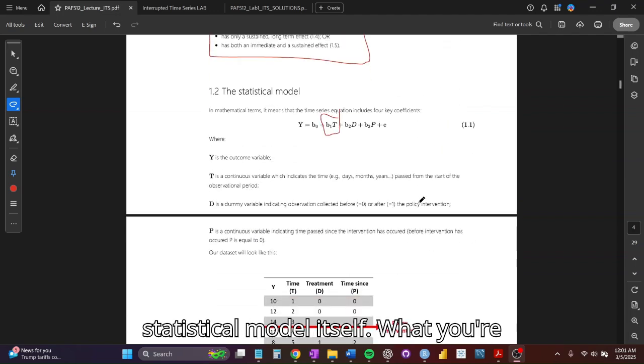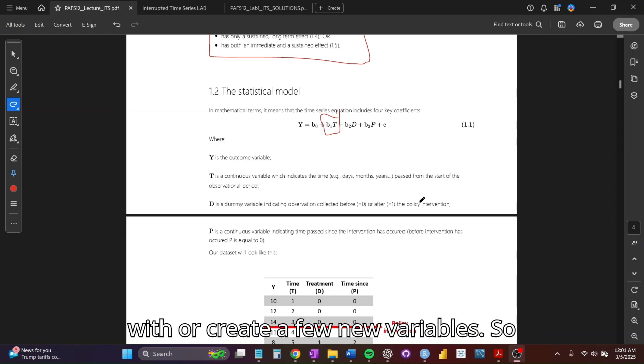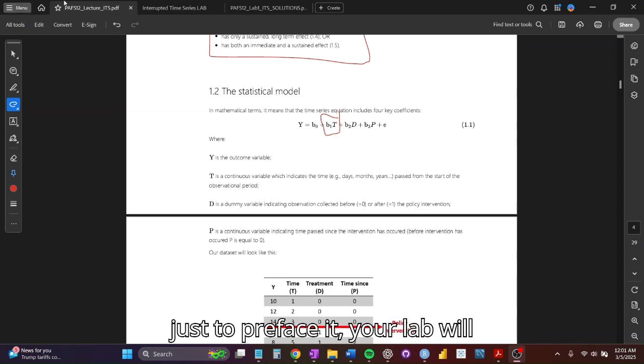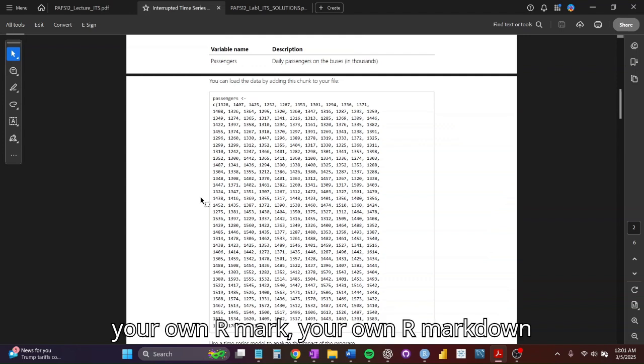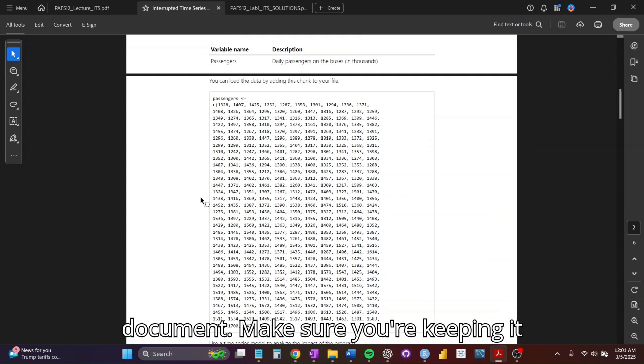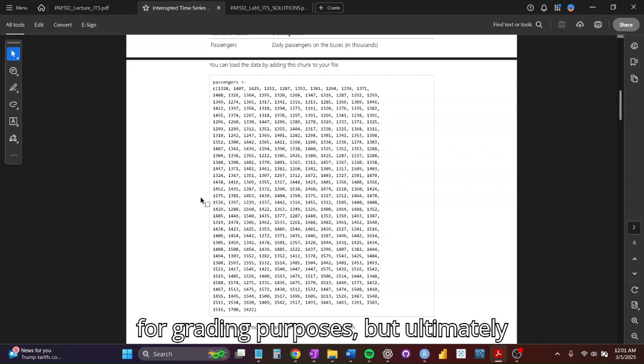Coming down, now looking at the statistical model itself, what you're going to have to do in the lab is work with some basic data, and you're going to have to come up with or create a few new variables. So just to preface it, your lab will provide you, and you'll have to create your own R Markdown document. Make sure you're keeping it clean, readable. That's very important for grading purposes.